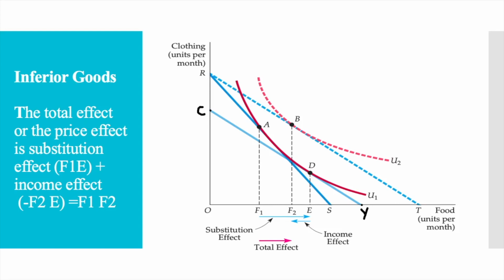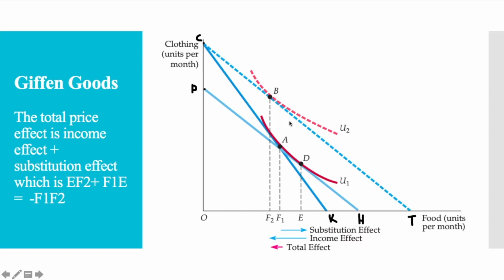Since the substitution effect exceeds the income effect, the price effect is positive. So, a decrease in the price of food leads to an increase in the quantity of food demanded in case of inferior goods. Now, let's move on to the case of Giffen goods. So, here the consumer is initially at budget line CK. His optimum point of consumption is at A at indifference curve U1.